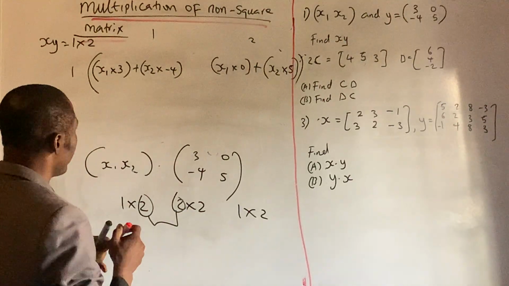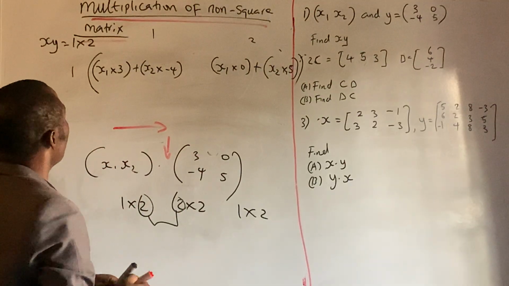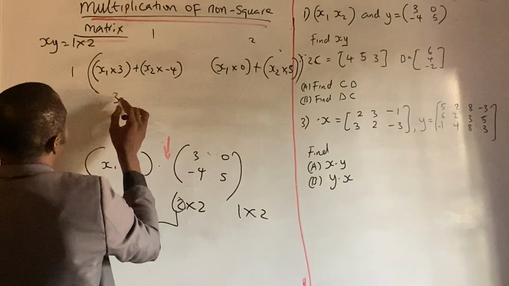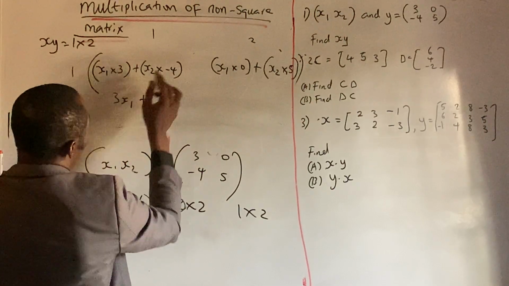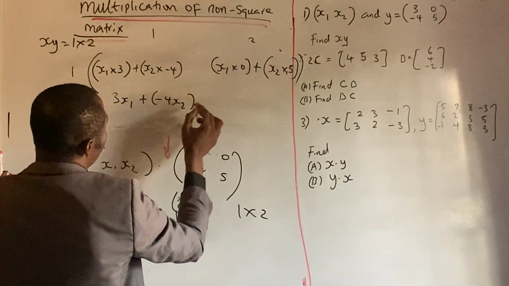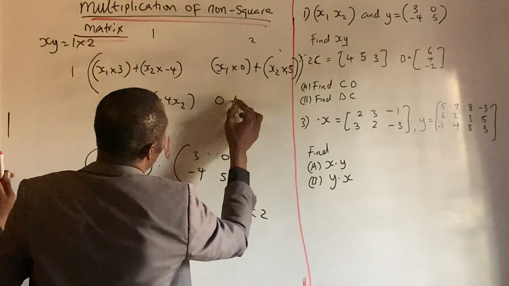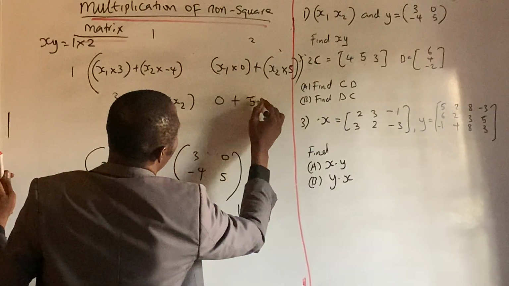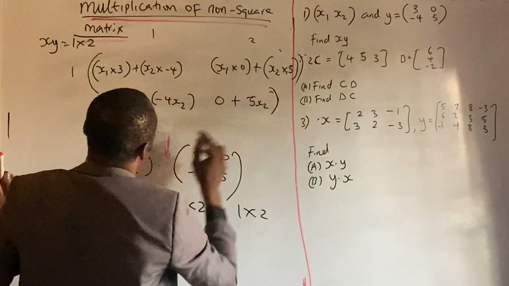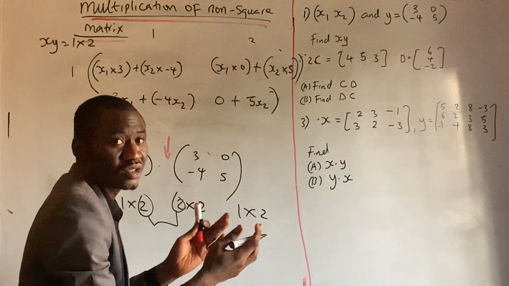All right? So we are going like this to this, like this to this, like this to this. So what do we have there? We have, open the bracket here, this will become 3x1 plus, open the bracket here, this will become minus 4x2. All right? Now, this one, x1 times 0, that is 0. 0 plus, this becomes 5x2. All right. Now, having said that, if I add this up, open this bracket, this becomes a minus. Plus times minus is minus.